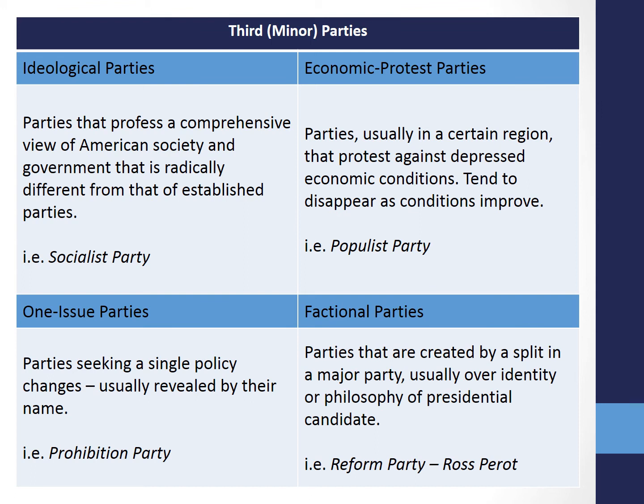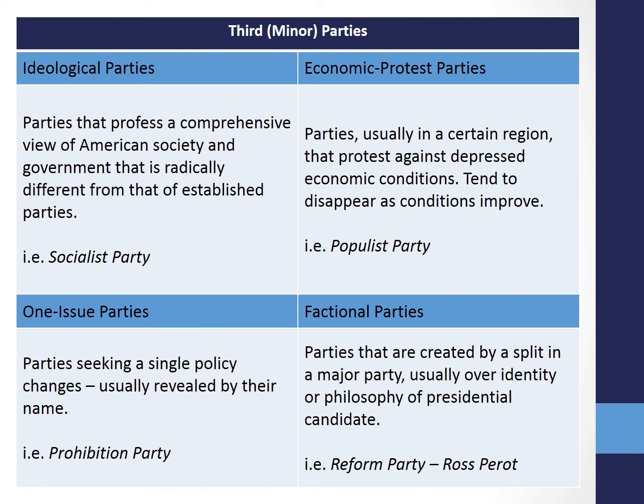Now, one-issue parties are parties that seek a single policy change. Usually, it's revealed by their name. So, in my classroom, there's a poster on the Pirate Party. The Pirate Party is basically focused on net neutrality and that sort of thing. And so, they're focused on a single issue. They don't have a ton of ideas about different societal issues, about how the economy should be run and so forth. Another example is the Prohibition Party. The Prohibition Party's only initiative was to outlaw drinking.